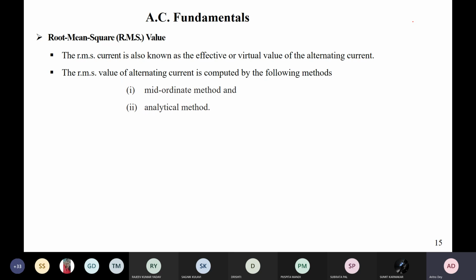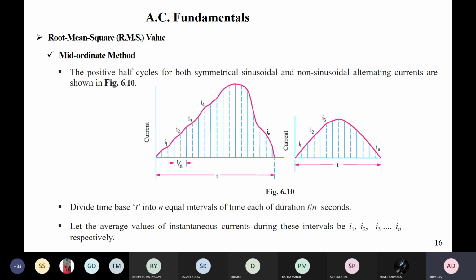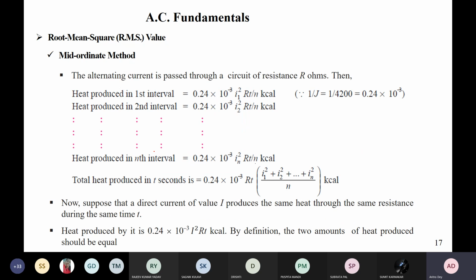We'll come to that. Before the analytical method, it is shown there is one more method called the mid-ordinate method, and it is useful for waveforms with harmonics. Whenever we get a complex waveform, we can split the entire time period into n number of small segments, and for each we take the average value. Once we take the average value, we can write the heat produced in the first interval. It is like this, that much kilocalorie.